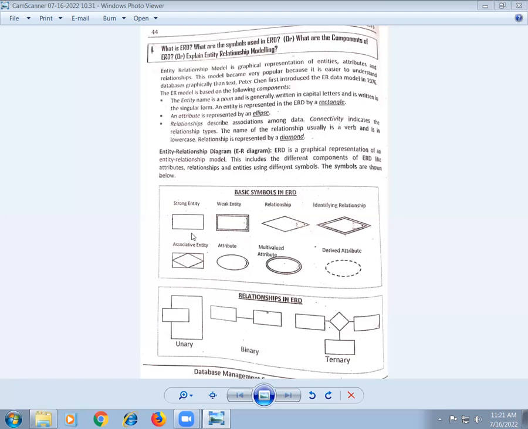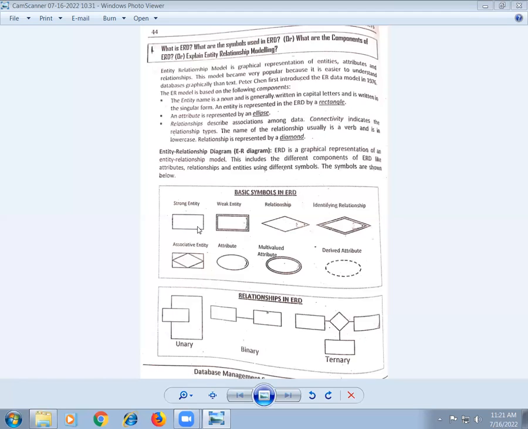First one is the strong entity. A strong entity is nothing but, in tabular format, whenever we are managing the database, a particular entity that need not depend on any other entity. Such a type of entity is called a strong entity. So in a table, a column is specified by a strong entity.